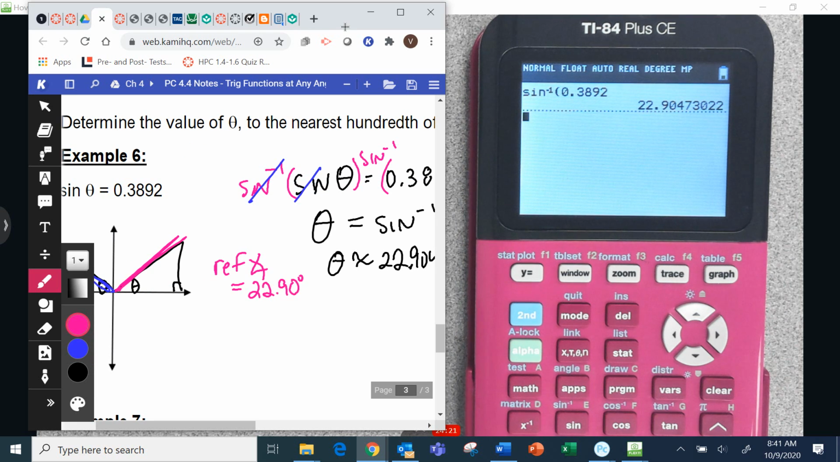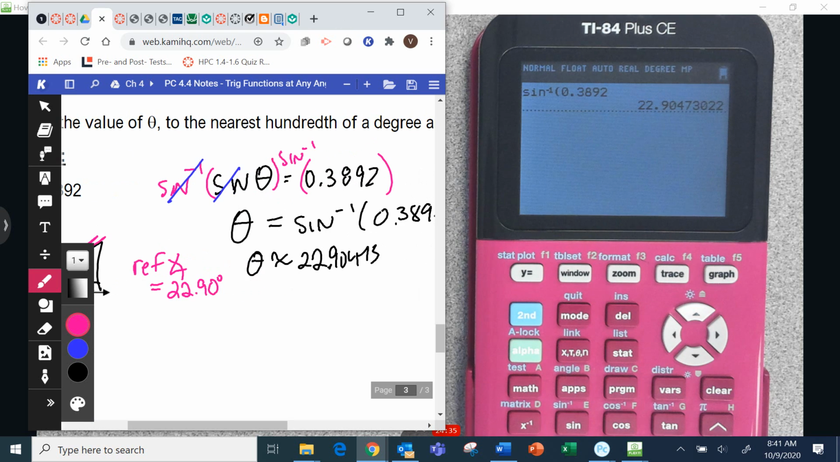Was there something else that it gave us? It gave us the first answer. Because the first answer is in the first quadrant, the reference angle and the first answer are the same. So it did give us the first answer. Oops, I forgot a 9.